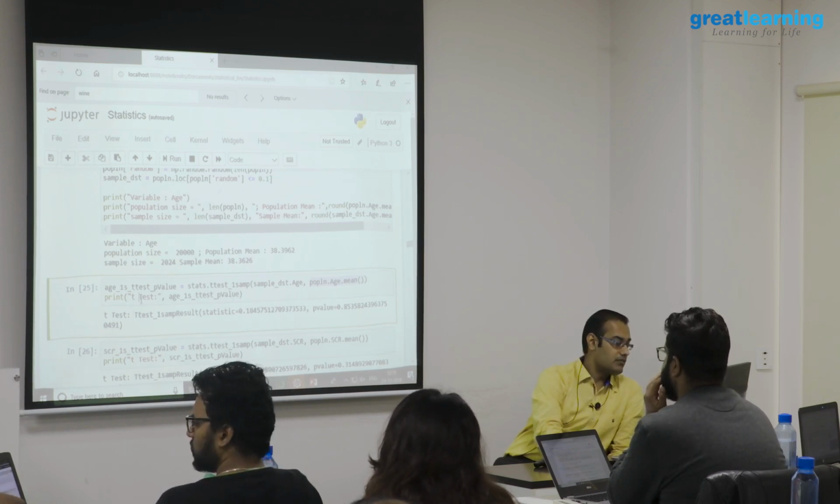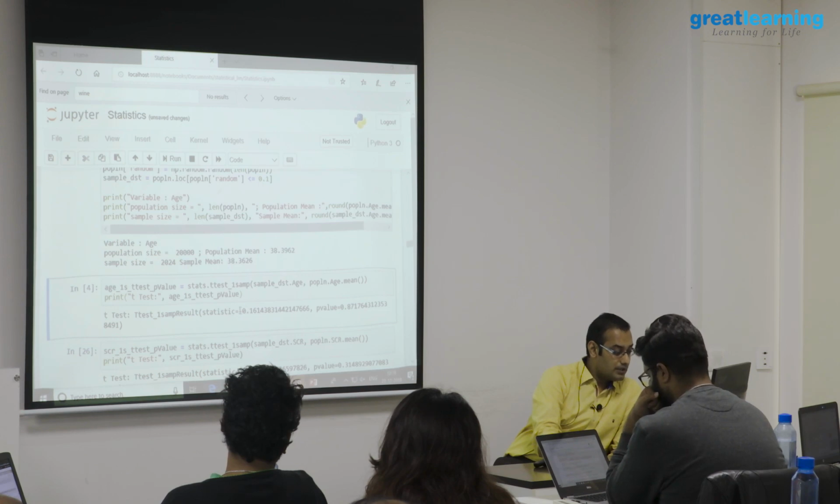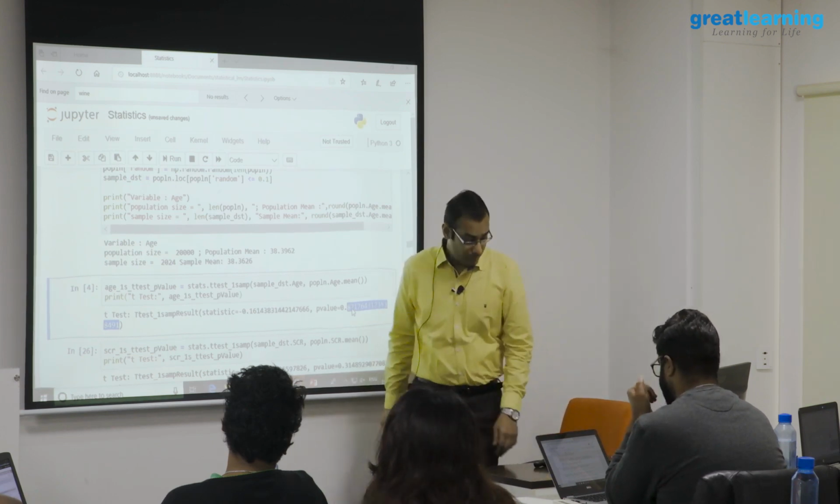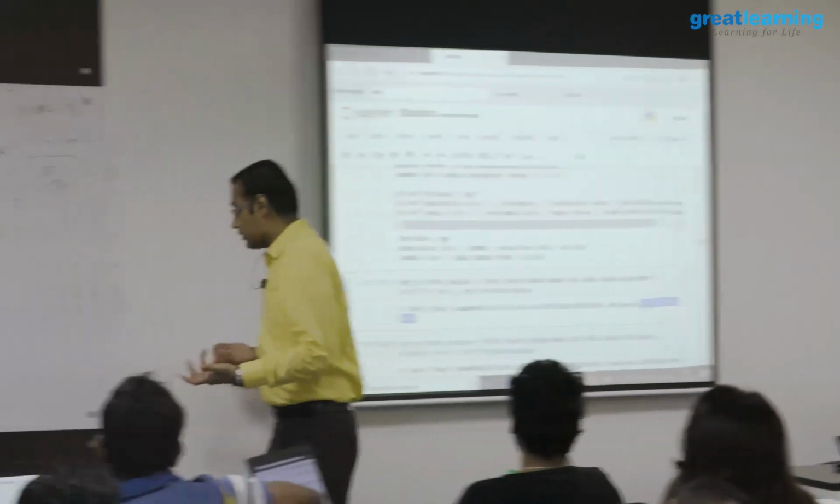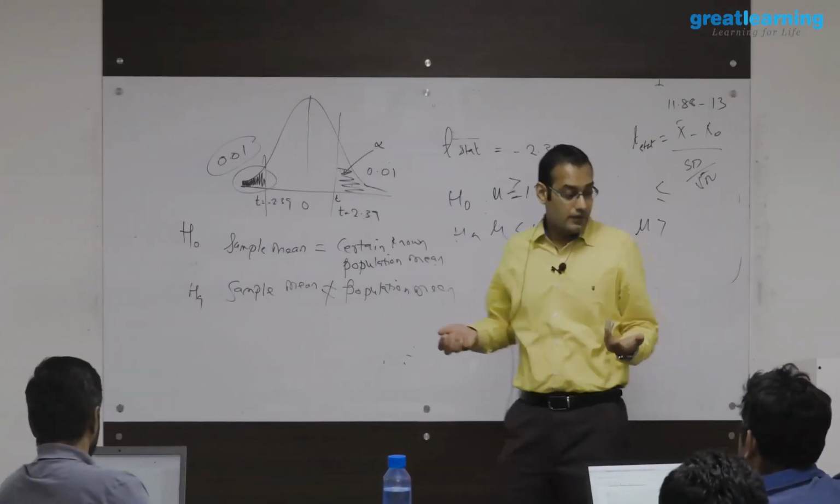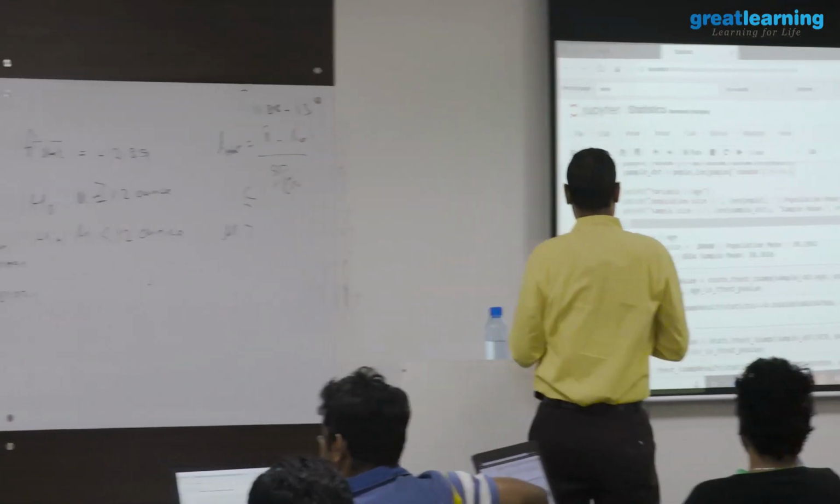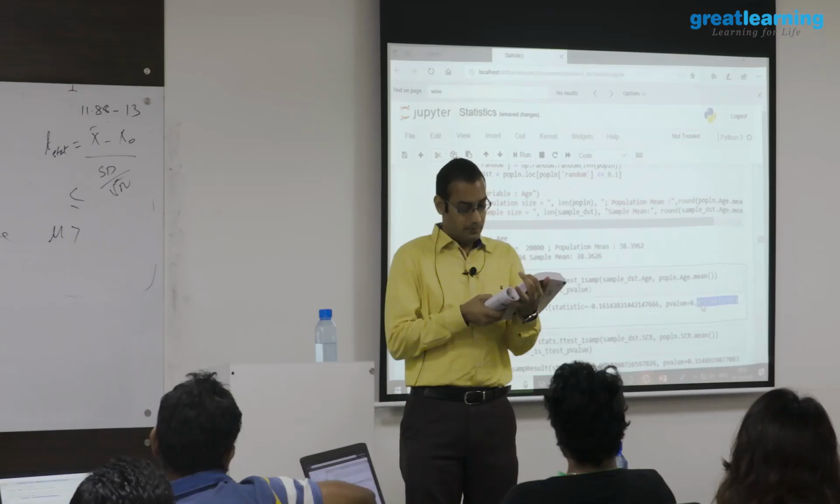I am printing the t-test value. Let me run this, control enter. The t-stat is coming minus 0.16 and the p value is coming 0.87. This p value is for which hypothesis, null hypothesis or alternate? P value is for which hypothesis, null or alternate?